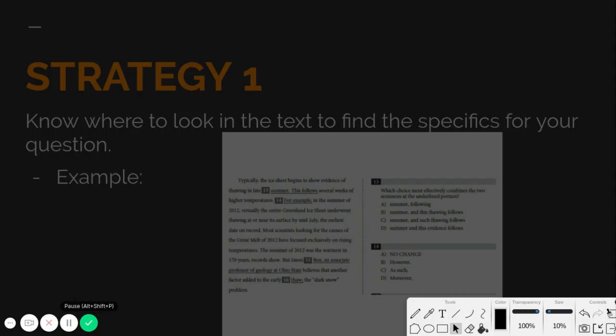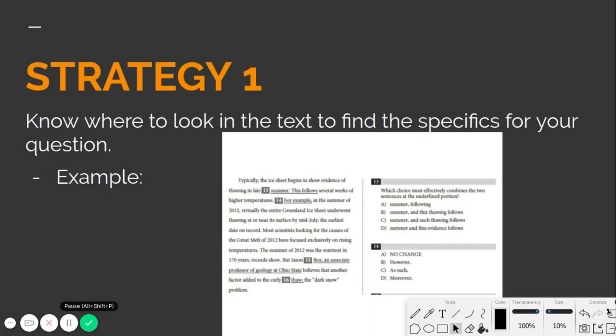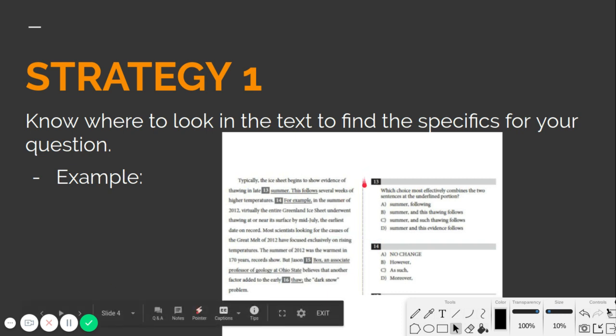So on to the fun stuff, strategies. Strategy number 1, always know where to look in the text to answer your question. This should be pretty easy as each question is numbered beside the passage. So in this example, you can see 13 is right here and 14 is right here.